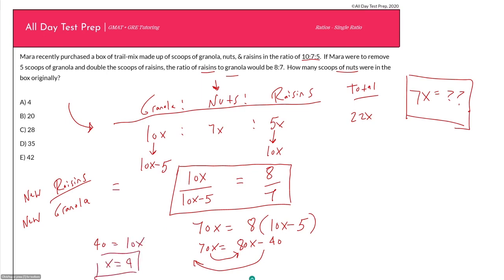But remember, this is why maybe you would write out the question, start boxes off at the beginning, so that you remember you can do all this work to solve for x, but that is not your answer. We need 7x, because 7 times 4 is 28.